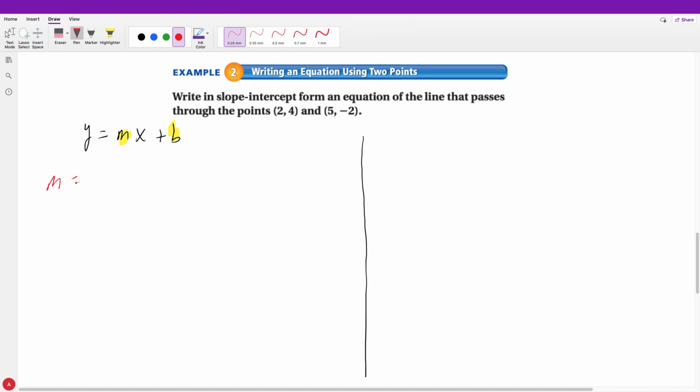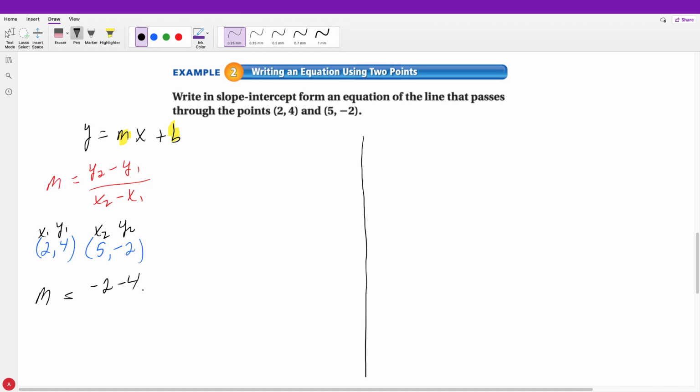Well, we know our m is equal to y2 minus y1 over x2 minus x1. And then here we have the 2 points. So I have the points (2, 4) and (5, -2) that it passes through. And we know that we are just going to have to label these, so x1, y1 and x2, y2. I'm going to go ahead and plug this in. I get m is equal to negative 2 minus 4 over 5 minus 2. So then m is equal to negative 6 over 3, or my slope is then equal to negative 2.